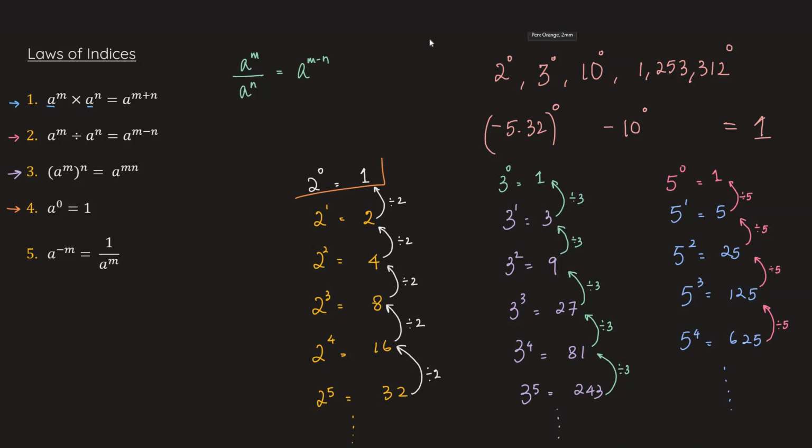So we see that 2 to the power 0 is 1. 3 to the power 0 is 1. 5 to the power 0 is 1. So from this you can understand whichever the base you take, the pattern is going to be dividing by the same base. So this logically tells you why any number raised to the power 0 is 1.